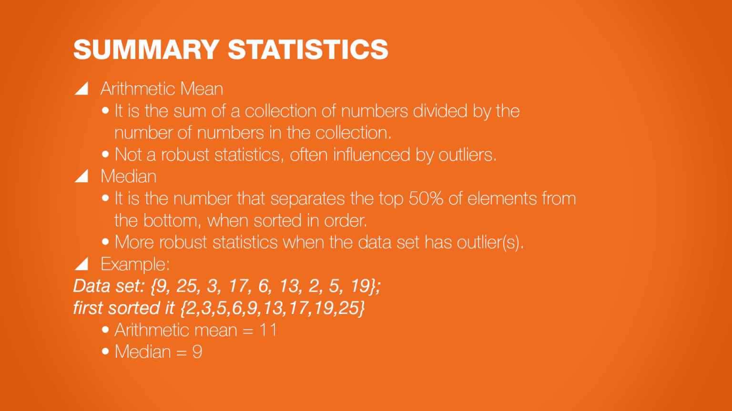The median of a data set is the number that separates the top 50% of elements from the bottom when sorted in order. In other words, a data set's median indicates the point where half of the elements lie above it and half below it. Like the arithmetic mean, medians help aggregate data sets into smaller sets by summarizing a range of records. However, medians offer more insights for understanding the 80-20 rule for performance-related data, particularly if outliers are present.